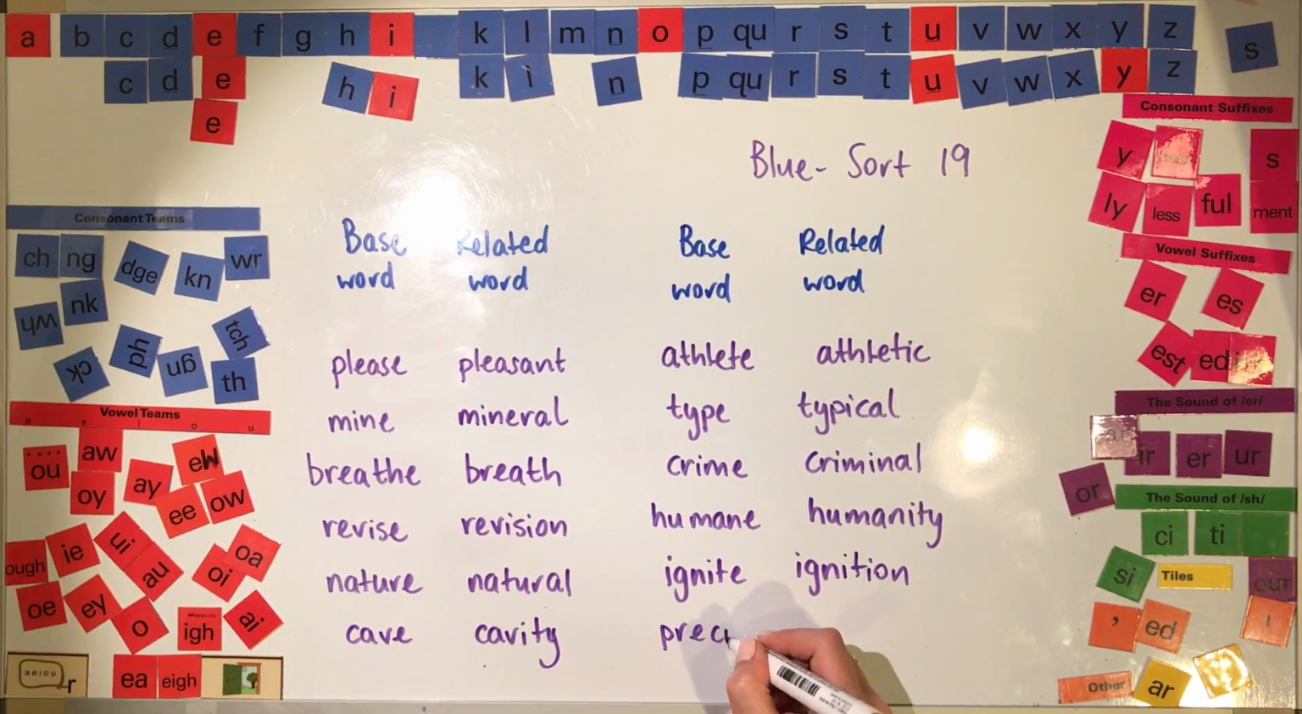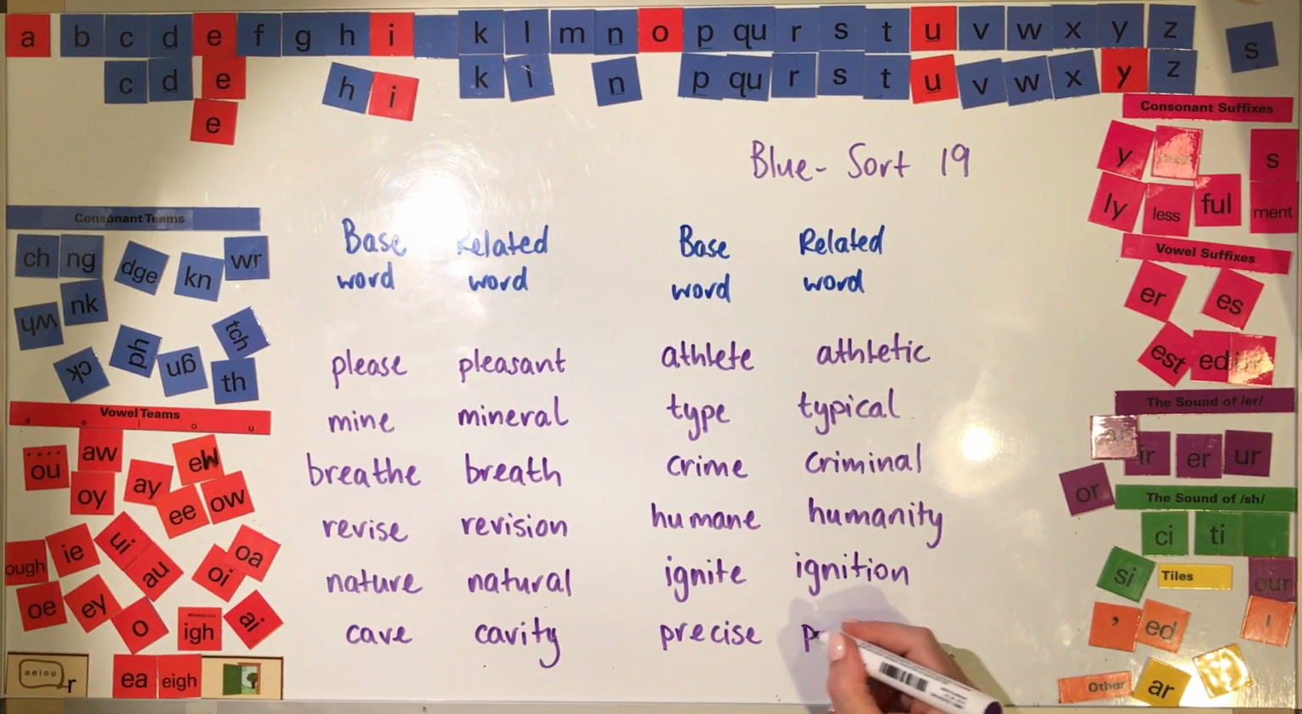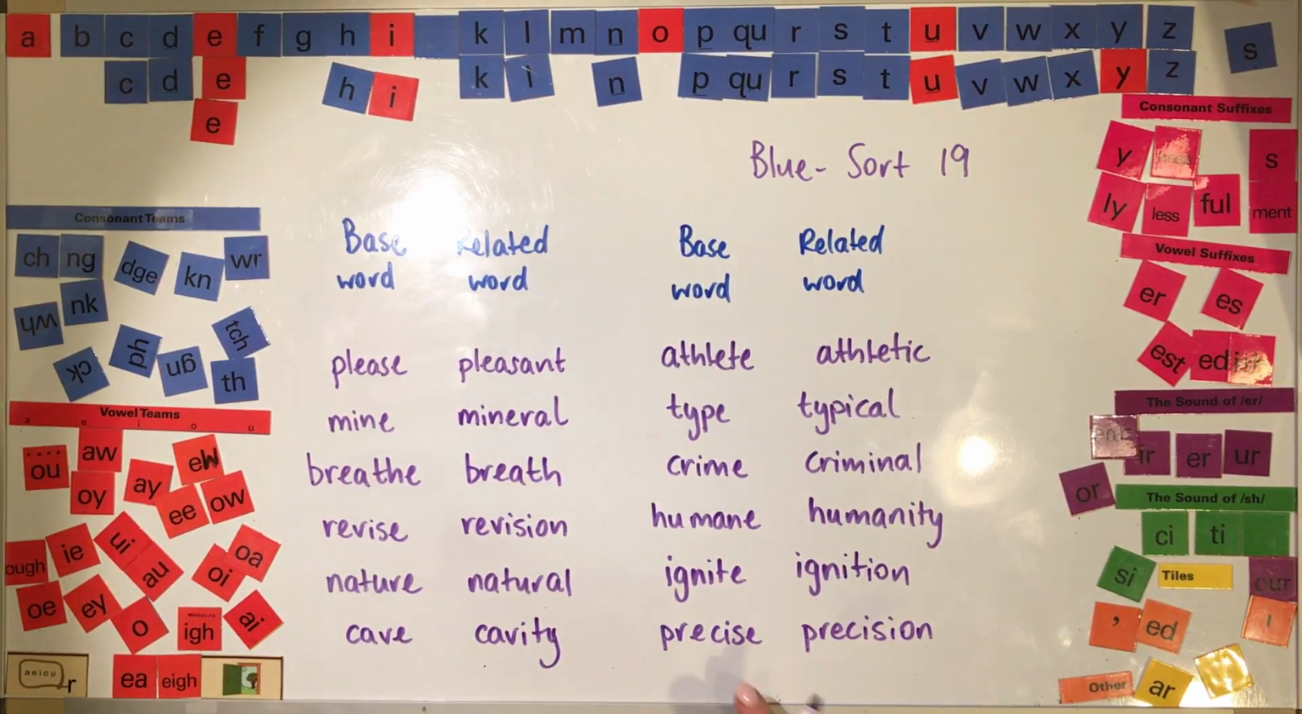Okay, precise. So that is when you are very accurate. And then you have precision. So we drop the E and we add ION. Okay, so this is a good word because sometimes you know the word, like if you're writing the word precision, you think, oh, does the C come first? Does the S come first? Which way around is it? Well, if you think back to the base word and you think precise, then suddenly it becomes really easy. Drop the E, add ION, you spelled it correctly.